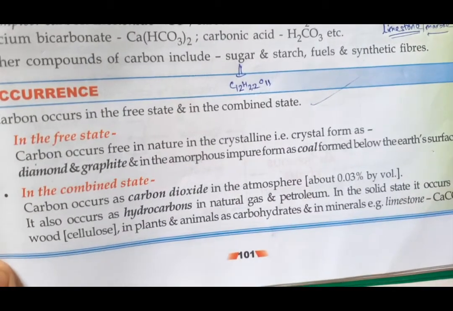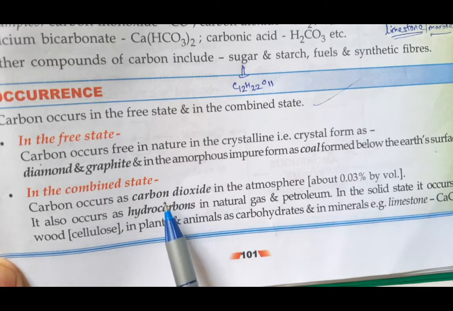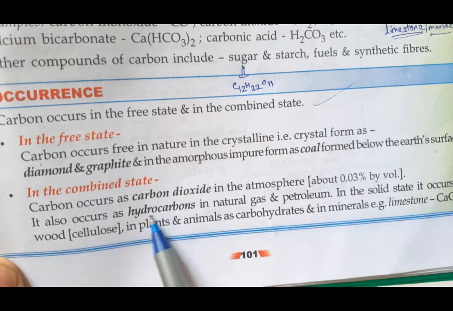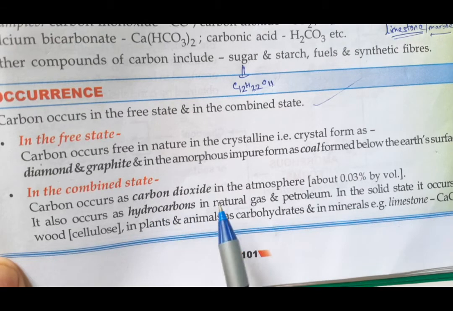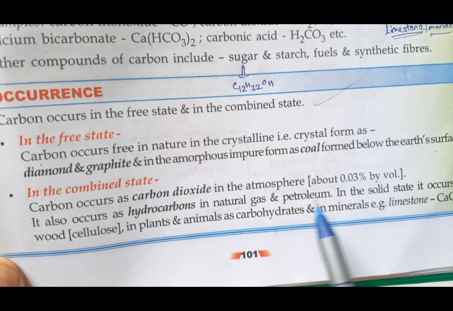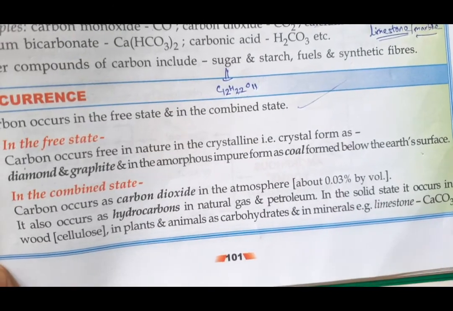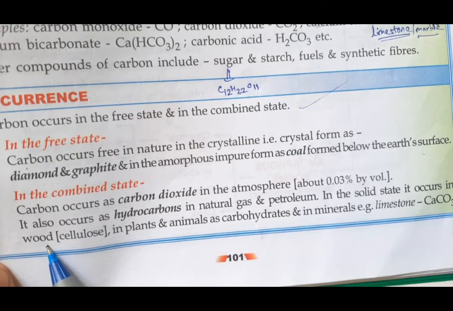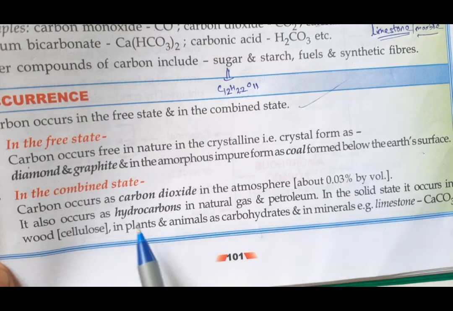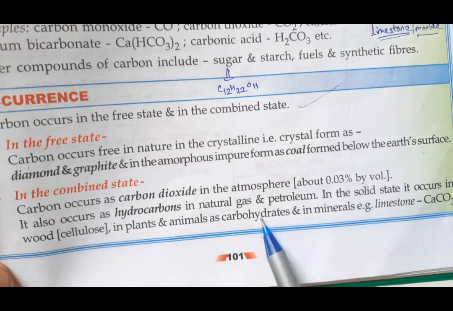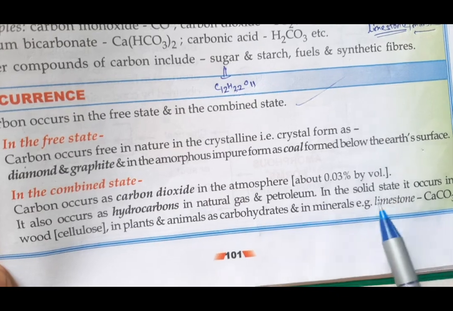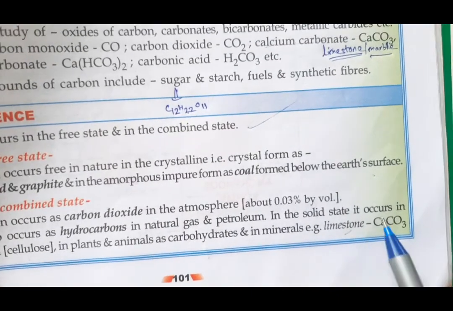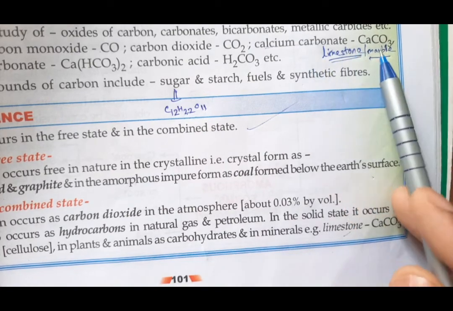Now we will see the combined state. In the combined state, carbon occurs in the form of carbon dioxide, CO2, in the atmosphere, and the other combined form is hydrocarbon. I have already told you, hydrocarbon means compounds of carbon and hydrogen. Those hydrocarbons are present in natural gas and petroleum. In solid state, it occurs in wood, as cellulose. In plants and animals also, carbohydrate is present in our body, which also contains carbon. And in minerals like limestone, marble, and calcium carbonate, which I have already explained.